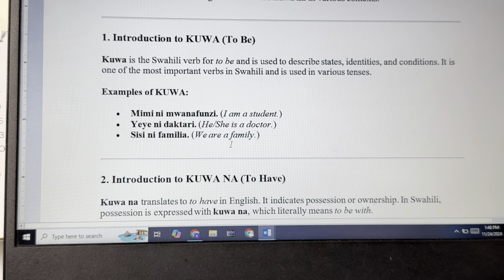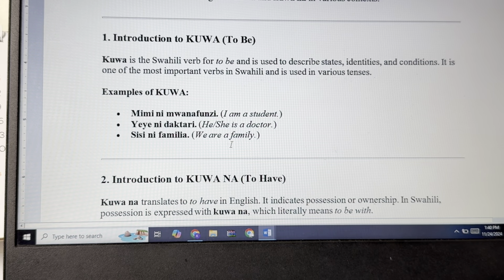We start with kuwa, to be. Kuwa is a Swahili verb for to be and is used to describe states, identities, and conditions. It is one of the most important verbs in Swahili and it is used in various tenses. Examples: mimi ni mwanafunzi, I am a student. Yeye ni daktari, he or she is a doctor. Sisi ni familia, we are a family.